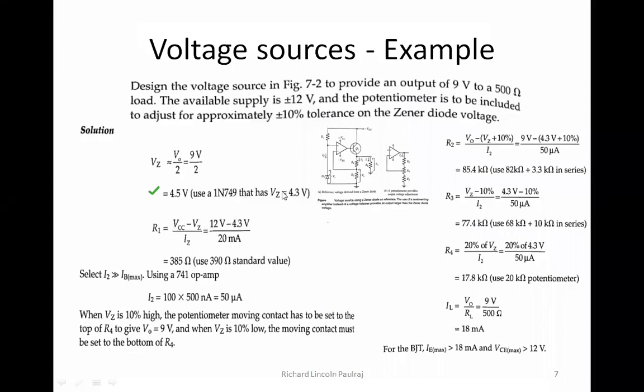R1 is equal to VCC minus VZ divided by IZ. We have seen this formula, isn't it? So 12 minus 4.3 divided by IZ. IZ, how did I get this 20 milliamps, by the way, students?